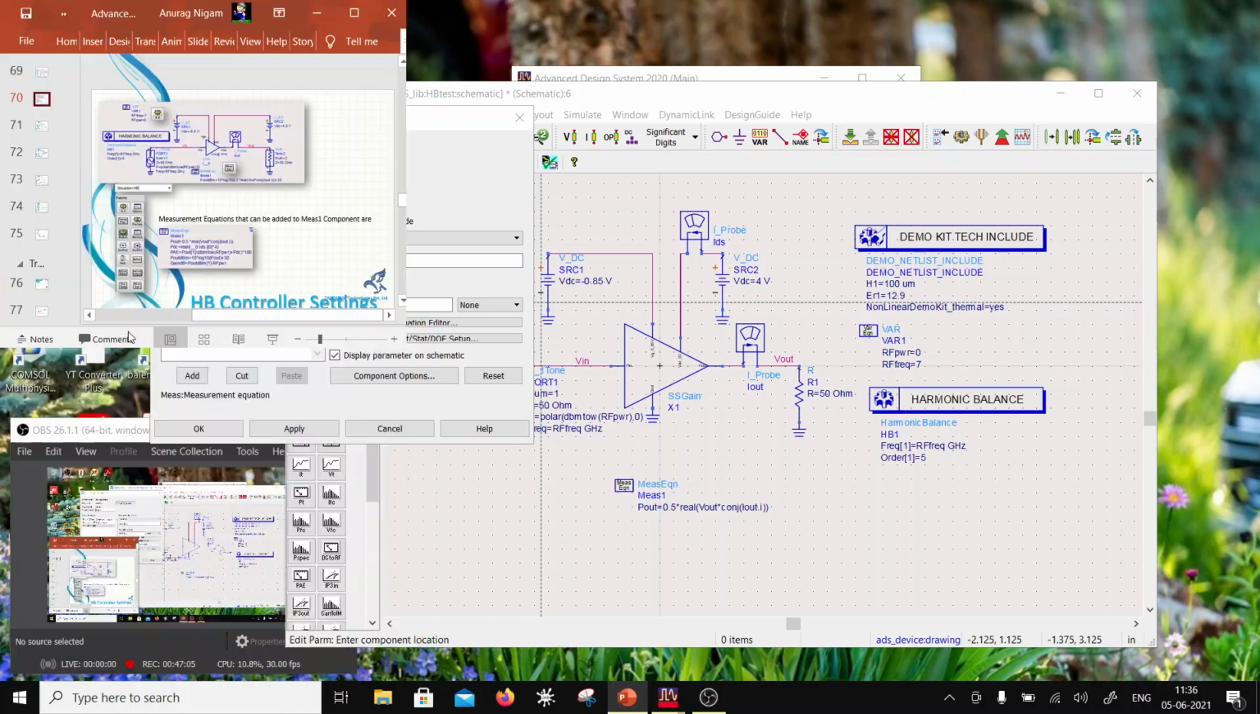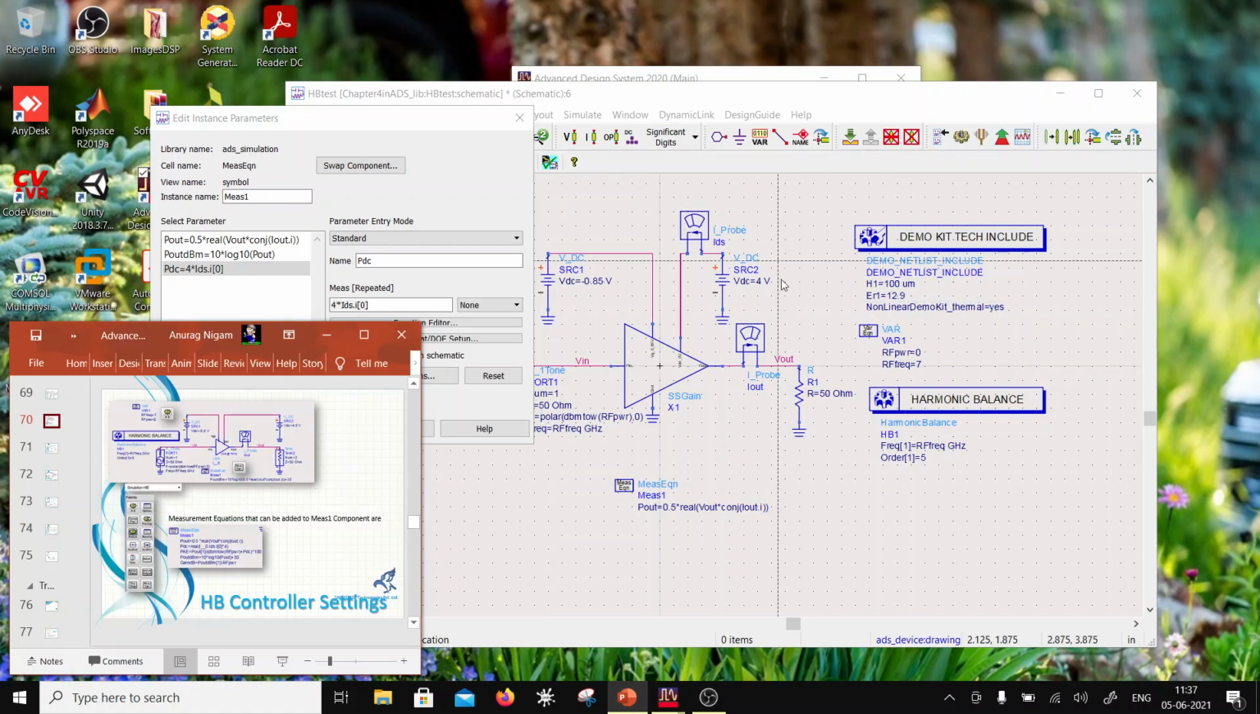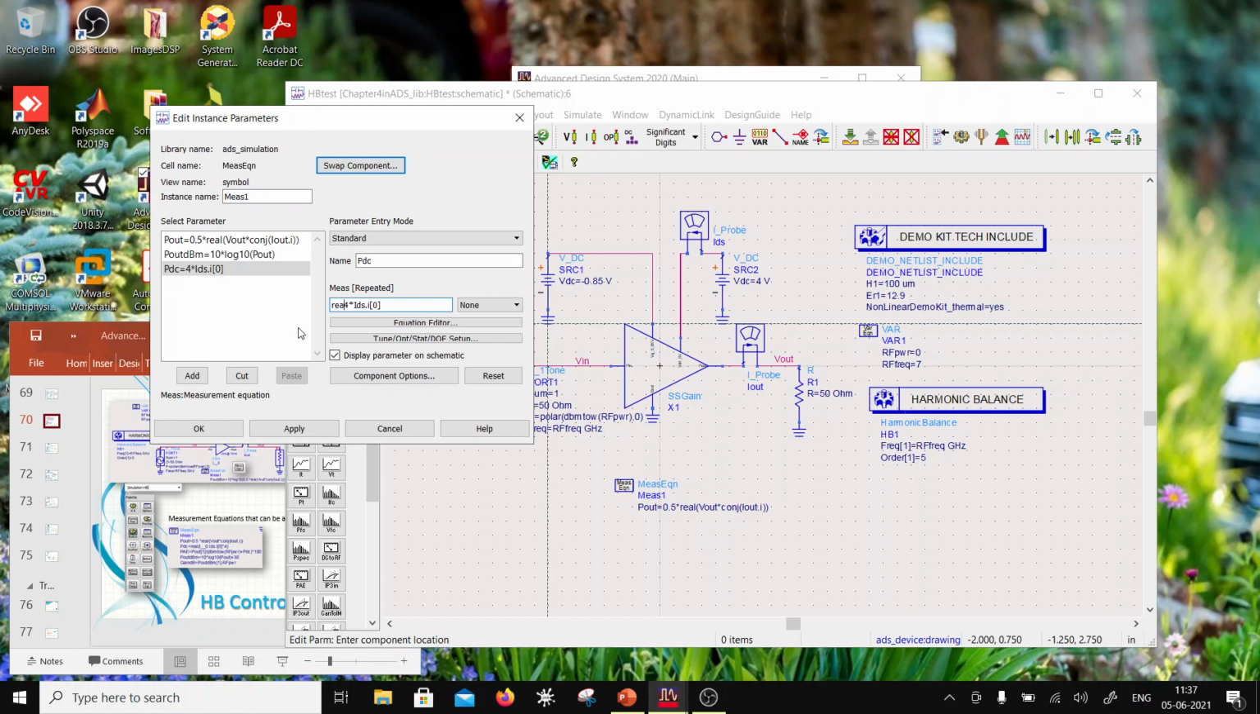Okay, here are the equations. Real of this into this, IDS dot I into 4. So we are doing a real because of course it will be a complex number, right? So let's change this to real of this. You can do a magnitude if you want.